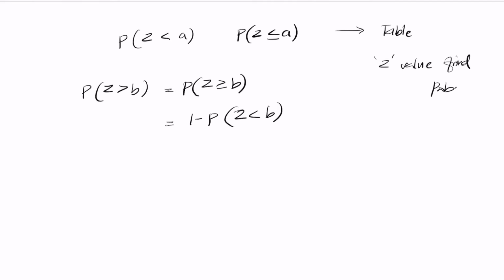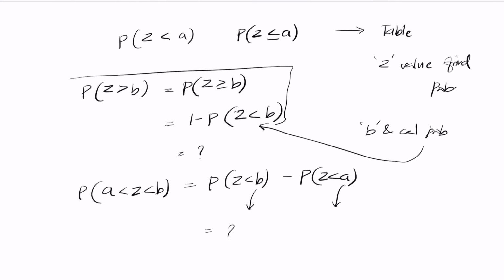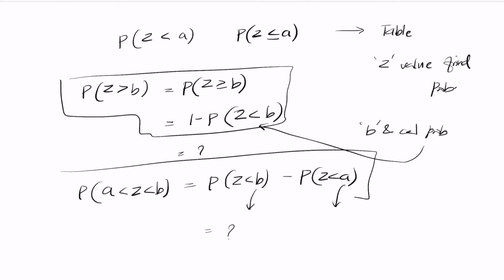Find the probability for B, substitute it into this value, and finally find the answer. If you have two values, A less than Z less than B, then the formula is P of Z less than B minus P of Z less than A. So find the probability for B and the probability for A and finally find your answer. These are the two main formulas to remember. This is one formula and this is the other formula. Remember these two formulas, it makes it easier to understand the problem.